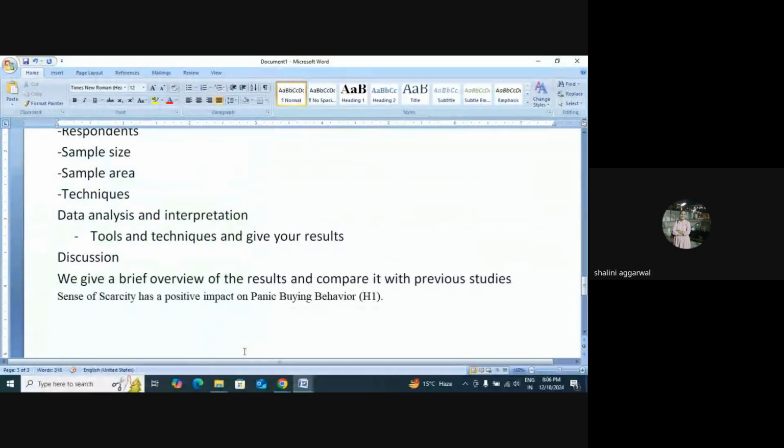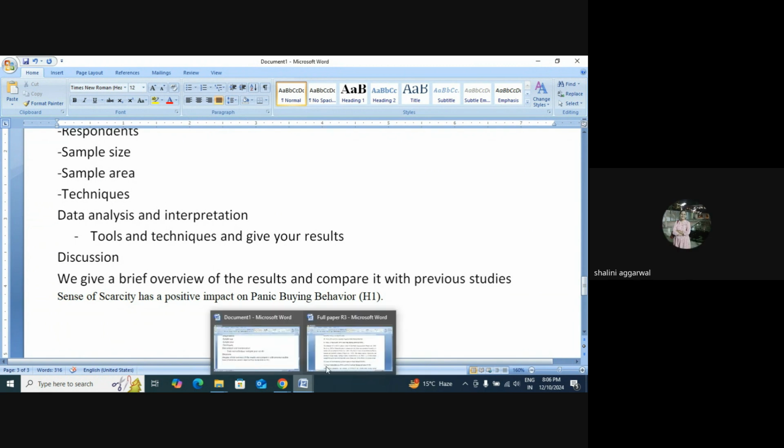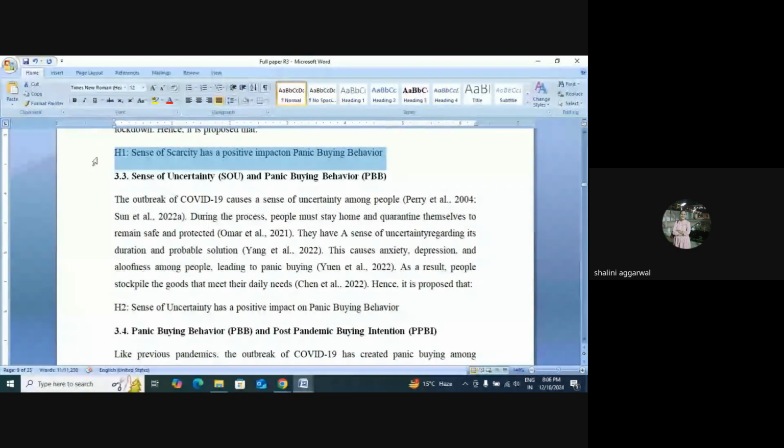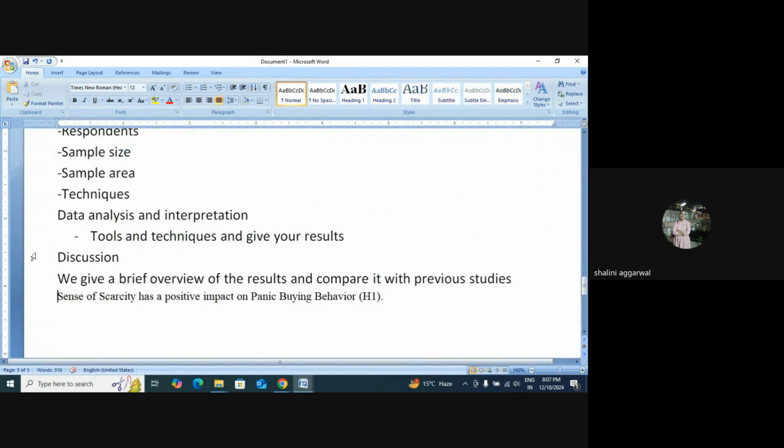Please, can you tell me in English? Okay. What we have written over here is our first hypothesis, that is, sense of scarcity has a positive impact on panic buying behavior. So where do we prove it? We proved it in the section data analysis and interpretation, right? Whether it has come out to be true or false, we will be writing about this first hypothesis in discussion now.